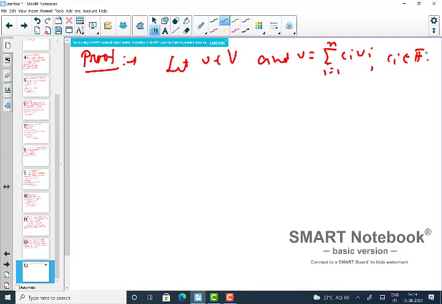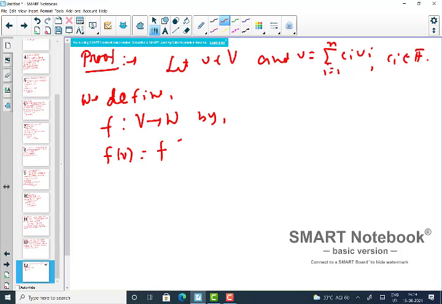So the natural way to define this is to define F from V to W. You define F of V, which is F of the summation of Ci Vi, i equal to 1 to n, by mapping these elements to the summation of Ci Wi, i equal to 1 to n. So this is a definition.